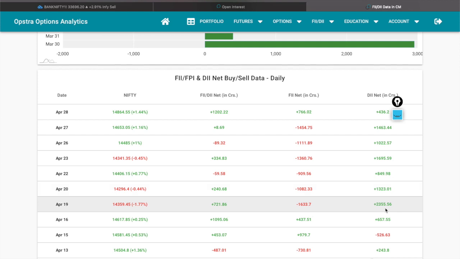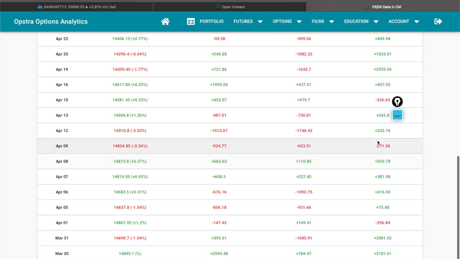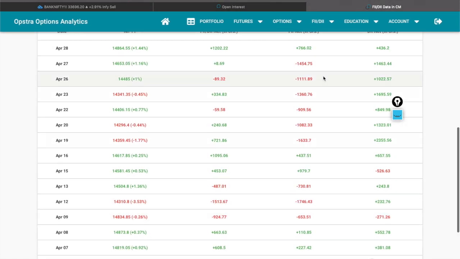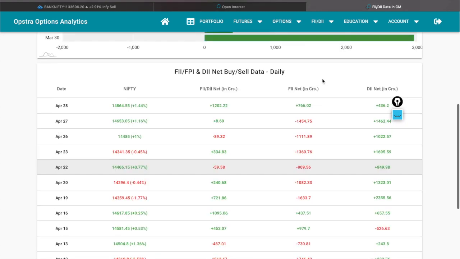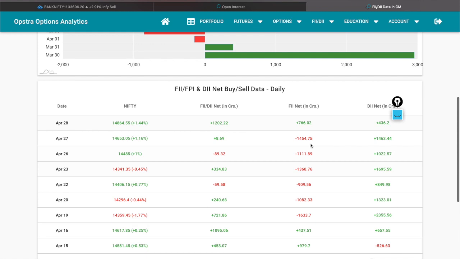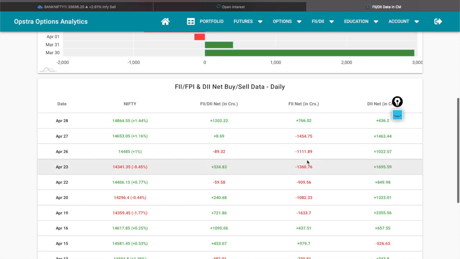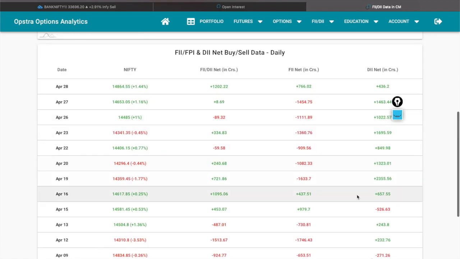FIIs were completely negative on our market, but today there is a huge change. The FII has bought and similarly the DII has bought. So there is a huge change in the market analysis. In the last 1 month, from March to April, out of about 30 trading sessions, almost 25 or 26 sessions FIIs have sold. They didn't buy, so they are continuously selling for a month, and DIIs are continuously buying.